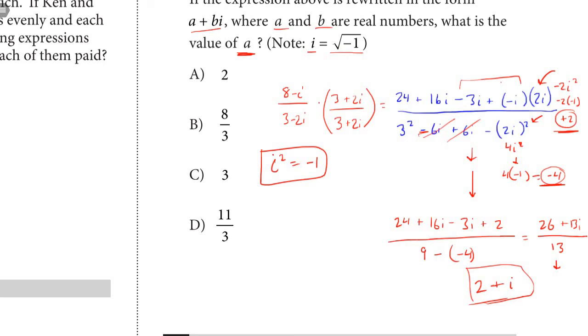Now, this actually looks a lot like the form a plus bi. And they're asking you to find what a is. So what's a? The coefficient for a is 2. And b is going to be just 1 here. So your answer is 2.